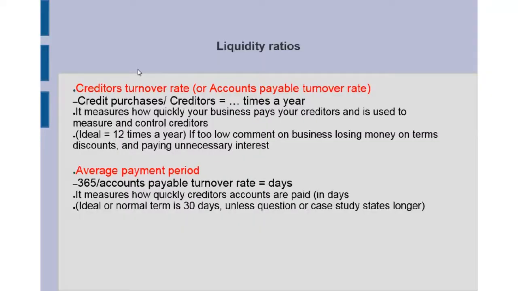The average payment period is then linked to this, because you're going to use your previous answer in the calculation, again 365 or 366, depending on leap year or normal year, divided by your accounts payable turnover rate. And this will give you how many days we take to pay our creditors. We have to look at the case study or the specific question, the scenario that's given, because sometimes our creditors allow us about 45 days to pay or 60 days to pay. So then that must be your guideline as to which norm you will then use or the ideal situation.